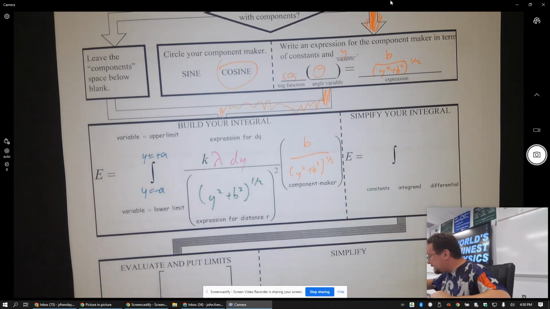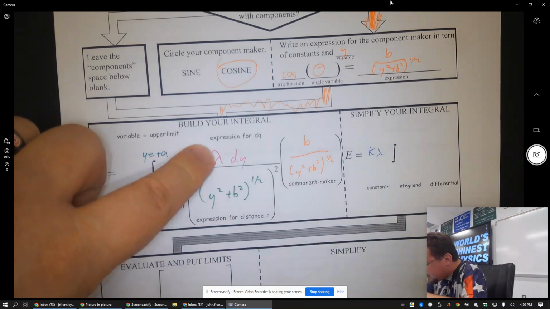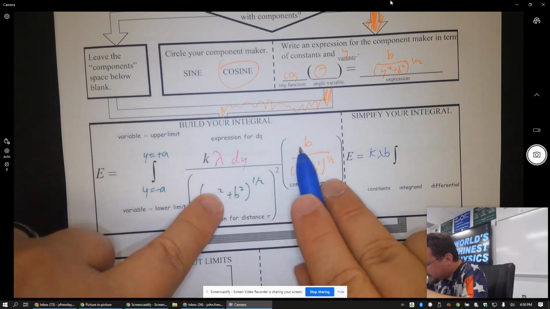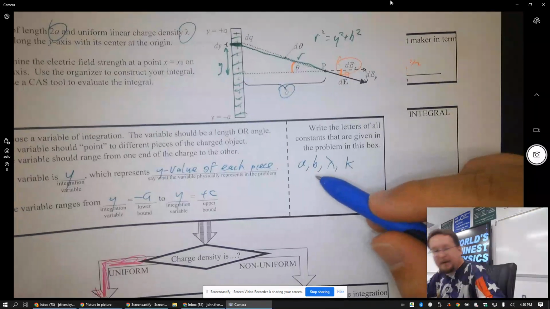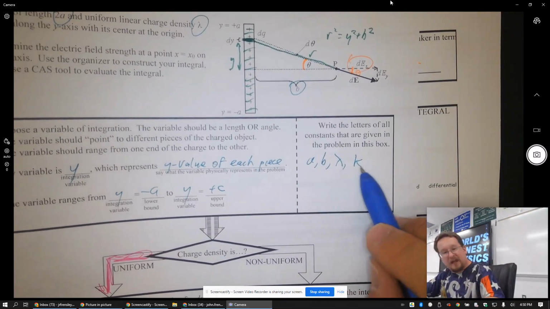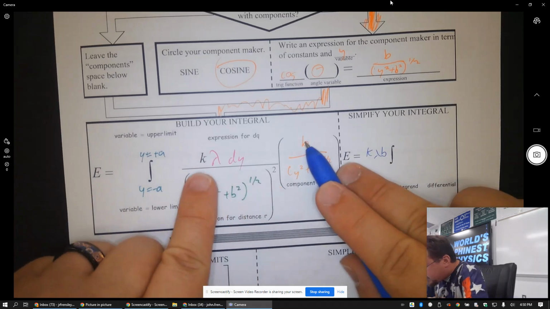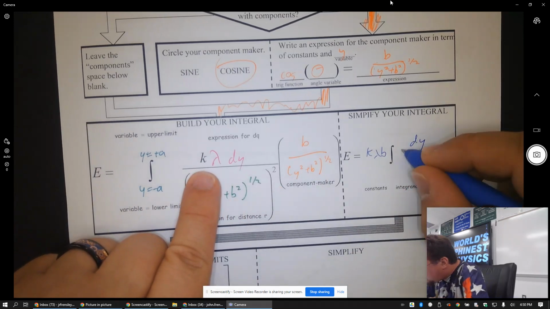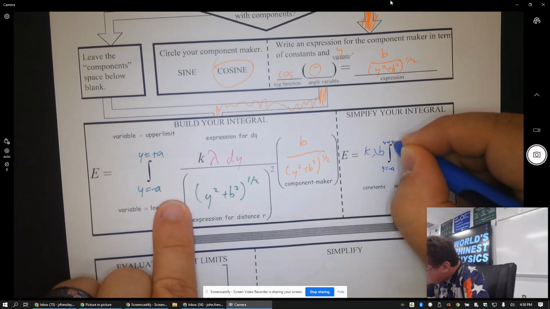Okay, let's simplify this bad guy. k and lambda are constants. Oh, so is b, because b can come out. Did I put those in my constant list? If a kid forgets a constant, I'm not going to bite their head off, but it sure helps if they can remember what their constants are at the beginning. Okay, so k lambda b, and I'm going to have a dy, going from y equals negative a to positive a.